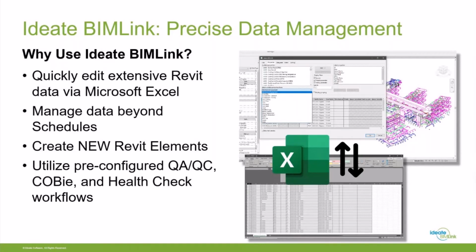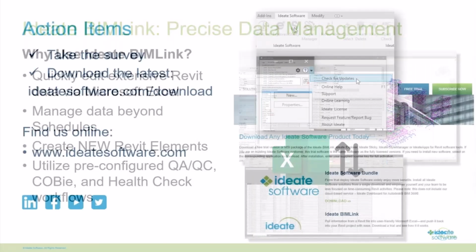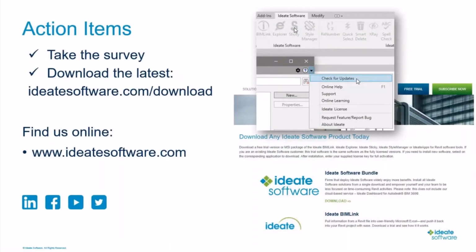Yeah, so in summary, BIMLink allows you to export information from the Revit model to Excel, and then import that back into Revit. If you're not a BIMLink user, you can download a 30-day no-cost trial. We do limit the number of exported rows to 25. However, that is the only restriction. If you're a BIMLink customer and you don't have that DIR template, I would encourage you to send an email to support@ideatesoftware.com.